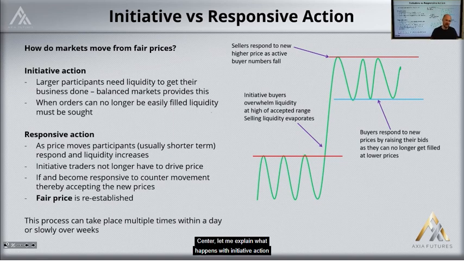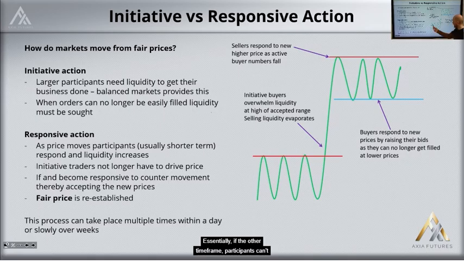What happens with initiative action is you have large participants, other time frame participants generally. A change of perspective causes more buying. They need more liquidity. For example, if people have been buying in here and there's then a new piece of news, this will generate a change in perspective. Other time frame participants need liquidity to buy, and as such, they start to buy through these prices. At that point in time, selling liquidity will disappear, and the market will then drive higher. As sellers realize that, well, if somebody is rushing to buy and somebody really wants to buy, I can raise my price and raise my price and raise my price. So the market moves up nice and easy.